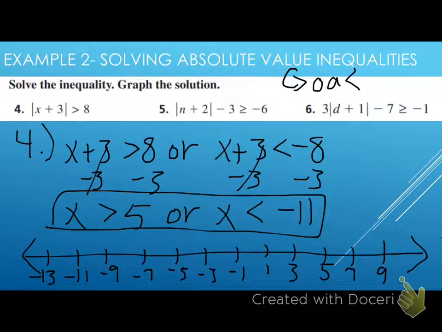Open or closed dot on 5? Open. Open or closed dot on negative 11? Open. Am I moving too fast for anybody? Okay, this is an OR compound inequality. So am I wanting the union of my two graphs or the intersection? The union. The union of my two graphs, which just means I graph them on the same graph. Correct? So, x is greater than 5. Is that to the left or right of 5? To the right.